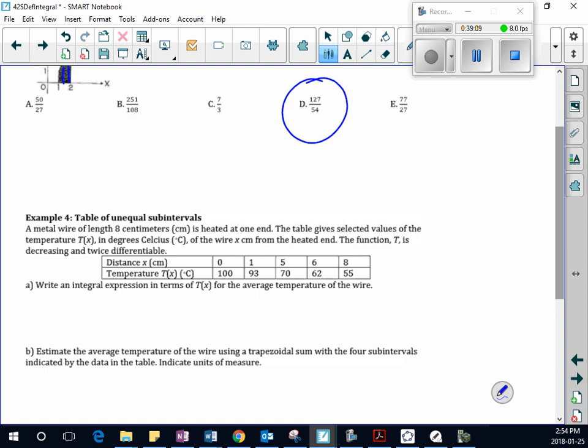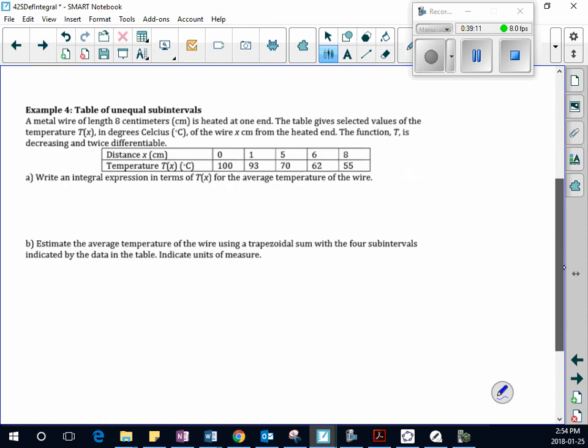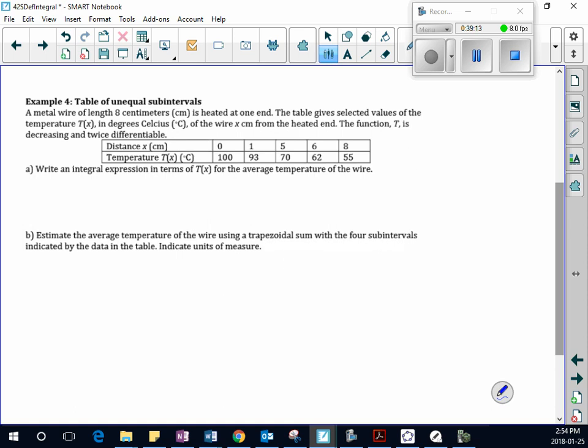Okay, last example. Here's a table. Now this time, does everybody see it's going up by 1, it's going up by 4, it's going up by 1, it's going up by 2? We cannot do the widths evenly now. We cannot just put in, like we did the last one, 1/3 was the width.